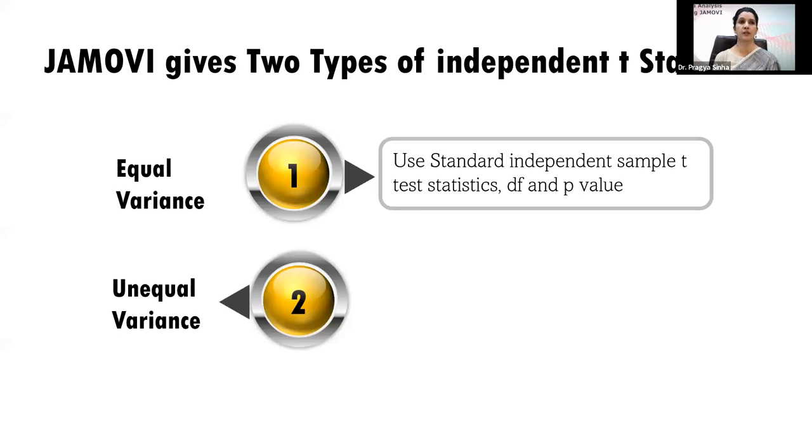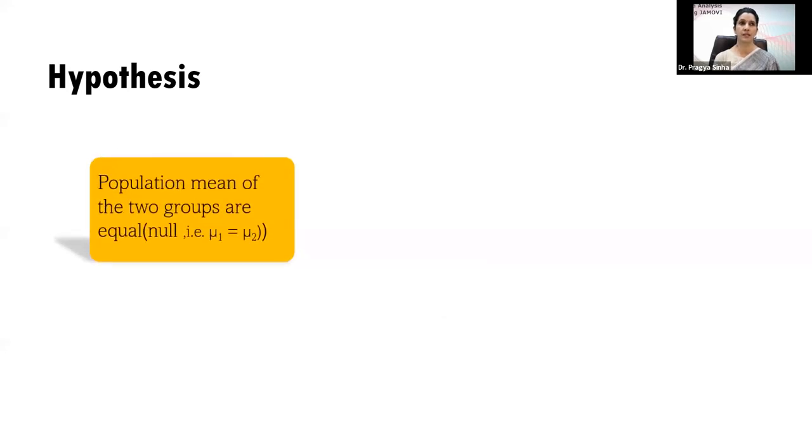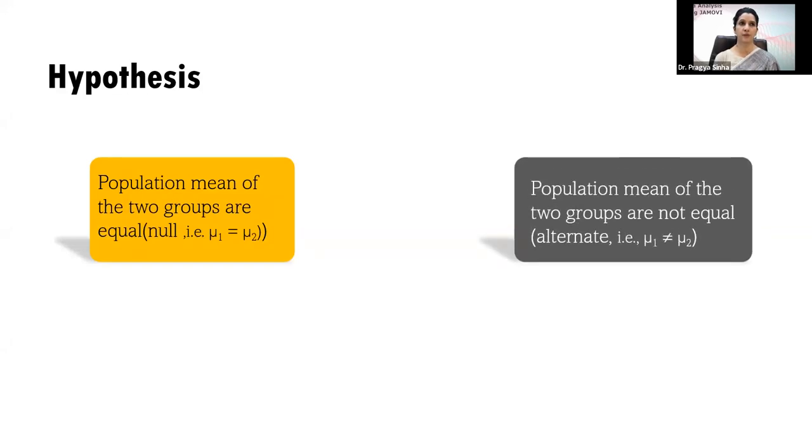If the p-value of Levene's test of equality of variance is less than 0.05, that means it is unequal variance. In that case, you will go with the Welch t-statistic, its degrees of freedom and its p-value. We'll see it in the output; it will be more clear once we see the output. So how do we do hypothesis testing? Here the null hypothesis states that the population means of the two groups are equal, whereas the alternate hypothesis states that the population means of the two groups are not equal.